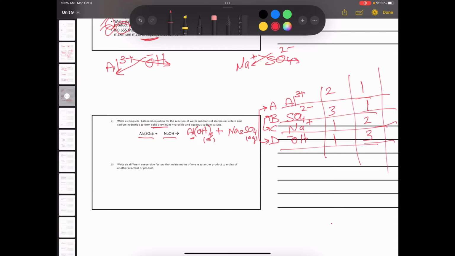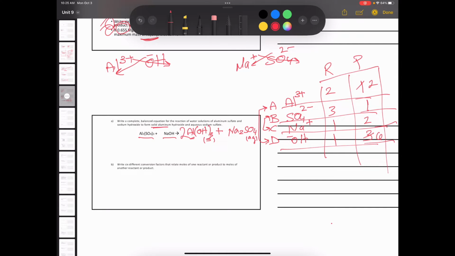So I'm going to start with the aluminum. So I have 2 of the aluminums in the reactants and I have 1 in the product. So what I can do is I can simply multiply this by 2. So that would make it 2 on both sides. So it is now balanced. So aluminum is balanced. But this now will change the count of the hydroxide, correct? Because this also applies to the hydroxide. So my hydroxide now is 6. And I'm going to update that one too.